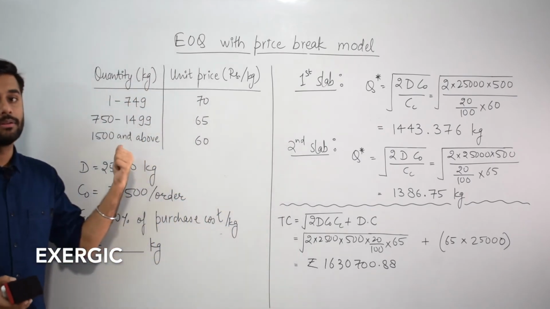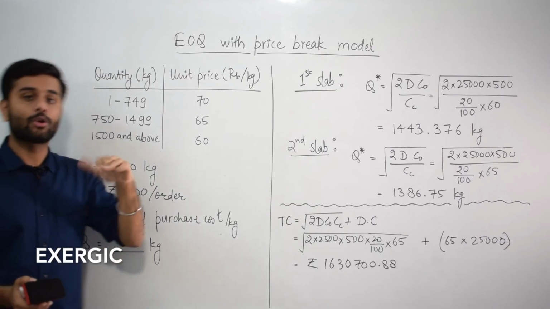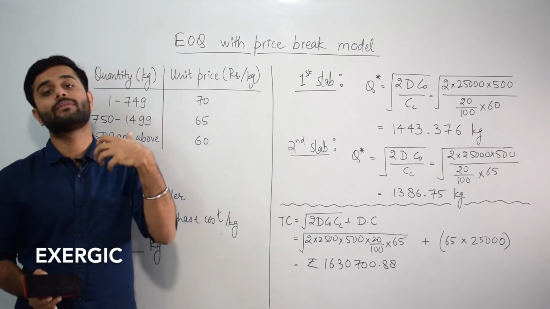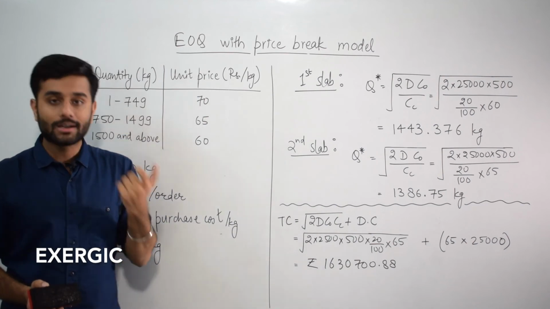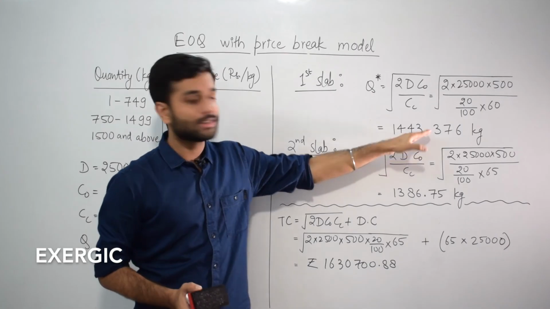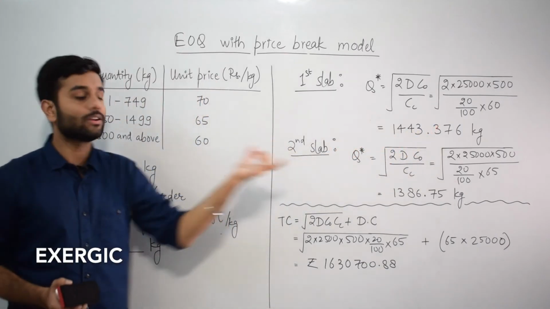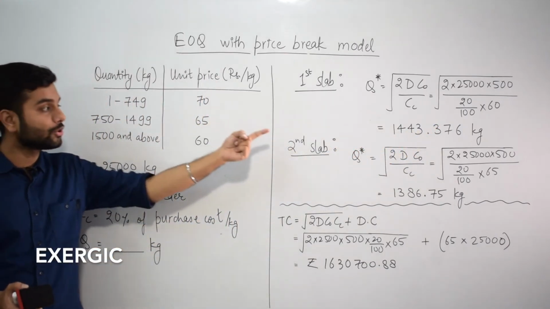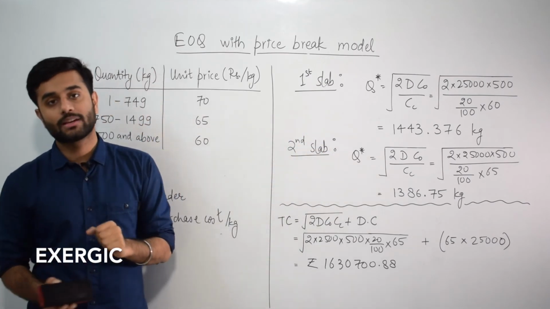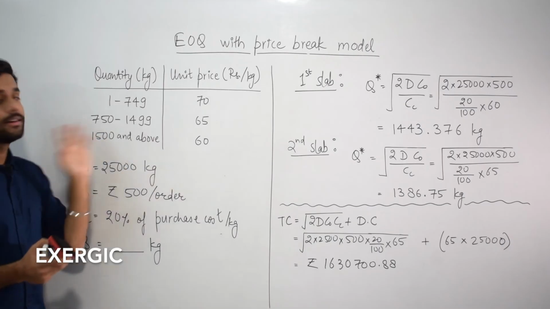Now look at this slab. The slab is saying 1500 or more. You will get this price only if you order 1500 kg or more. But when you calculate the EOQ, it is coming 1443 point something, which is definitely not lying in this range. So this EOQ is infeasible. It's not in the given range of quantity, right? So this slab has been discarded.